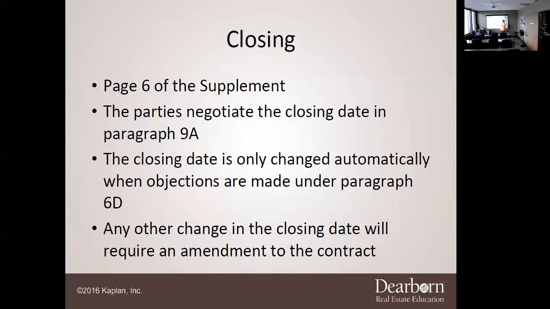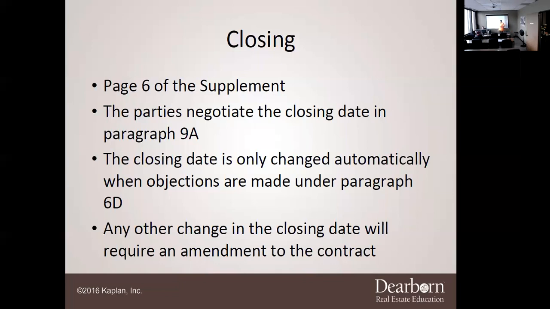If it's cash, you can do like 10 to 15 because again, you have the money, it's cash. You don't really need an appraisal, you don't need anything like that, you just need the inspection. But generally, it's 30 days. The closing date is only changed automatically when objections are made under paragraph 6D.